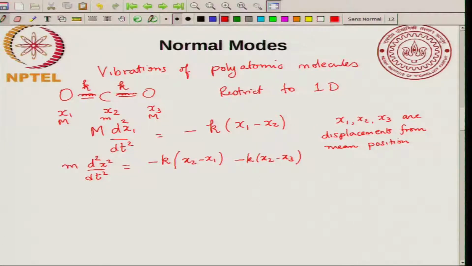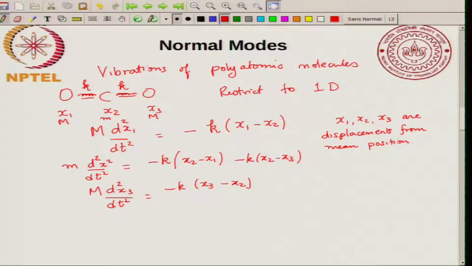x2 minus x3, and for the x3 particle, the third oxygen atom, I can write m d2x3 by dt square equal to minus k (x3 minus x2). Okay. So, these are my 3 equations of motion.